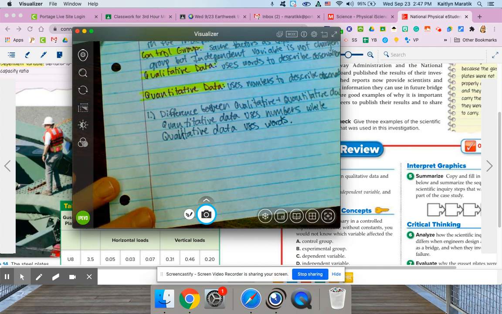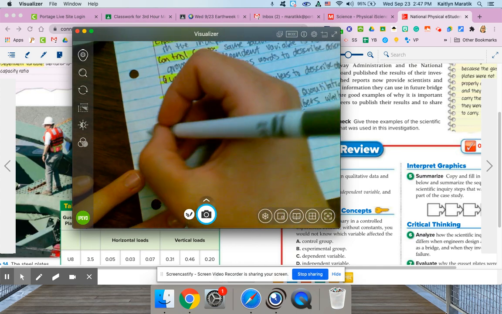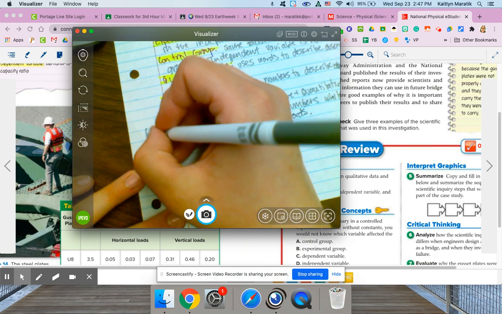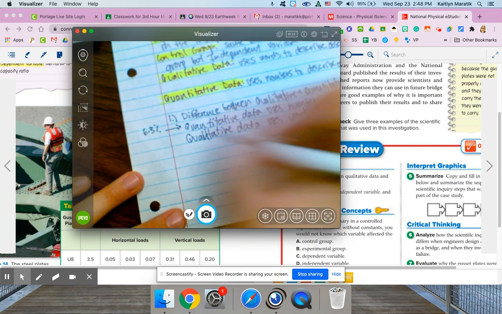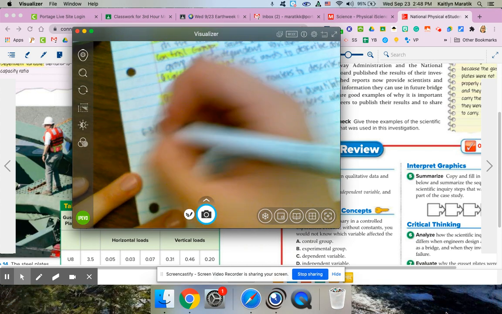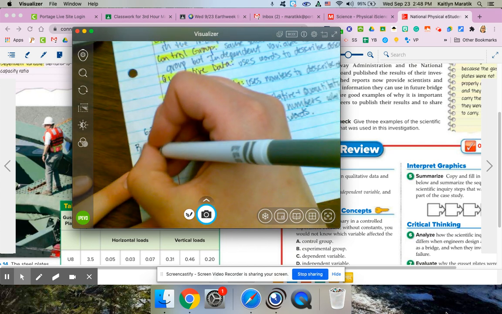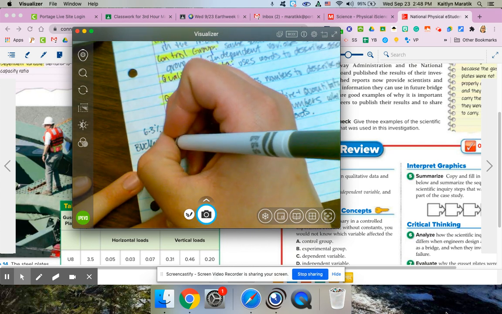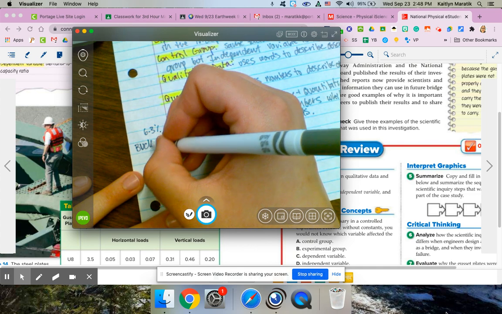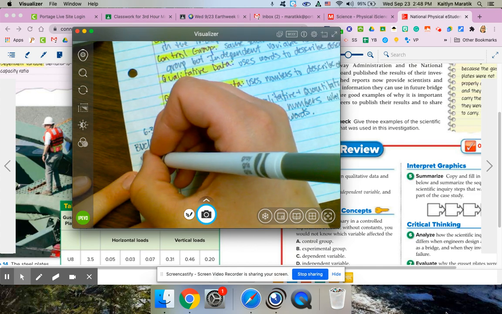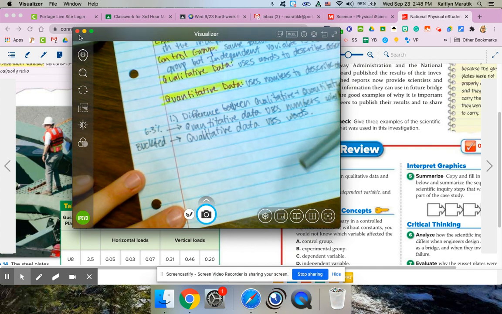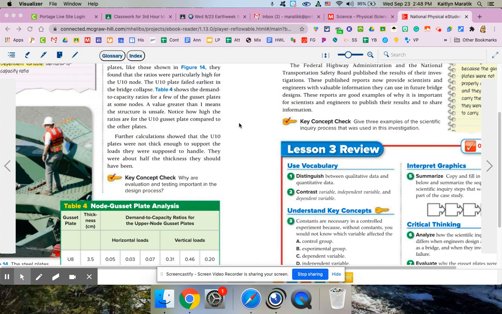So remember, quantitative, that was saying there was like 6.3% more load, where this is saying buckled. Buckled. What were those called again? Gussets.